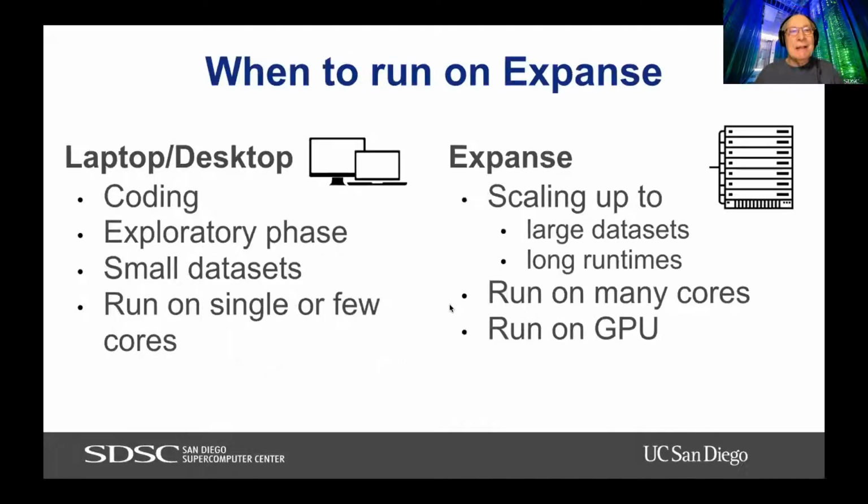But before we get started, let's talk about when it makes sense to run your Jupyter Notebook on Expanse. When I do coding, I usually do that on a desktop or a laptop. That's a much more convenient environment for editing. So if you're in the exploratory phase of a project and your data is small enough, you can do this on your laptop first using a small data set, and you can either run it on a single core or just a few cores. But then at some point, you reach a point where you want to run this on larger data sets or runtimes are too long. In that case, it might be time to try to run your notebooks on Expanse, where you can then run it on many cores in parallel or run on GPU.